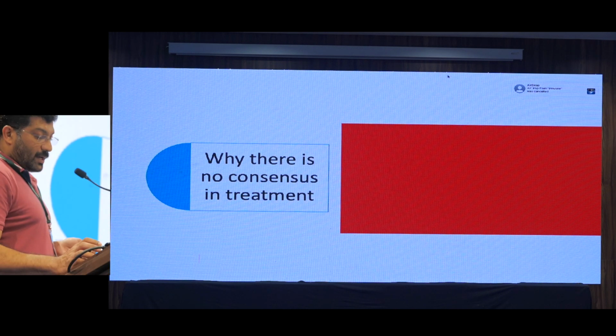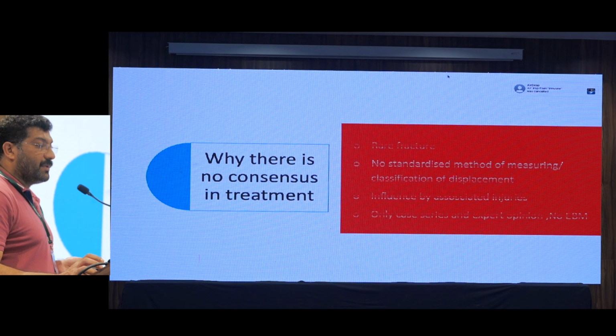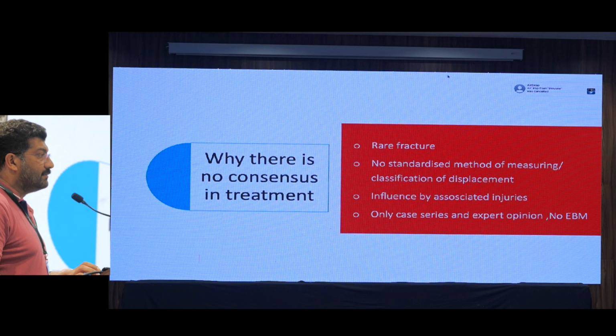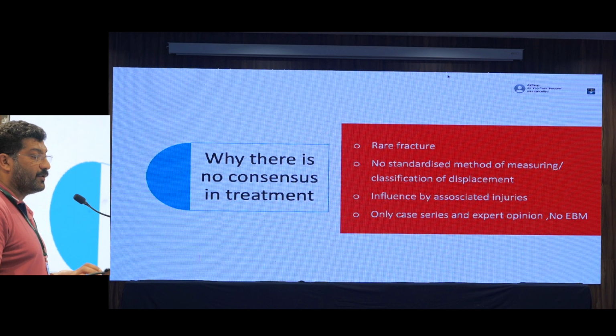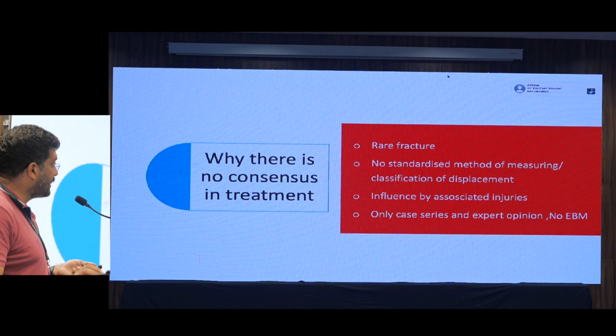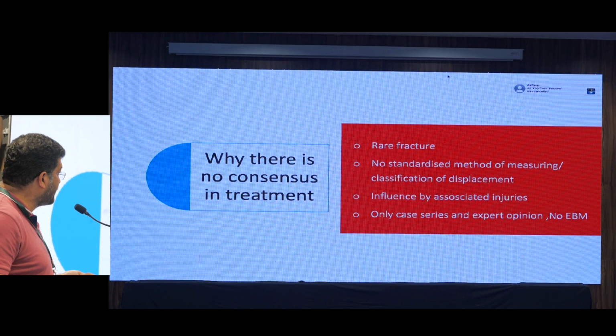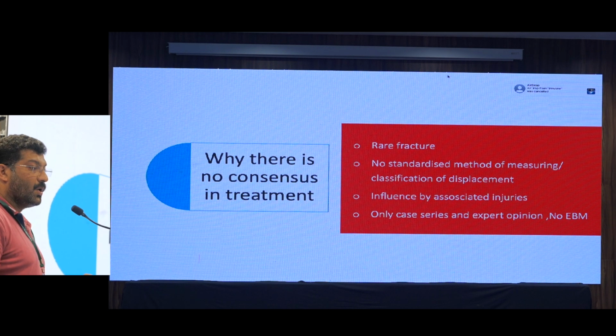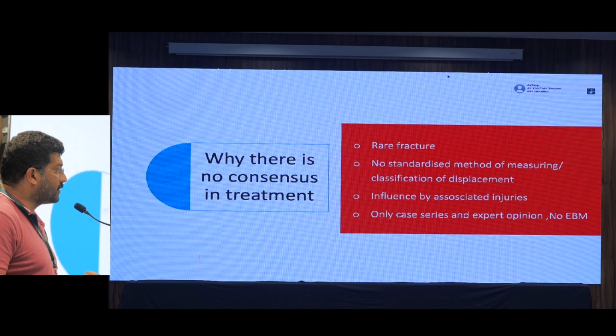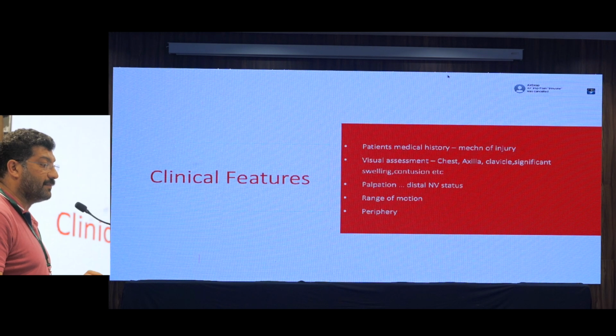Why is there no consensus in this treatment? Because it is a rare fracture, there is no standard method of measuring or classifying displacement, and it is influenced by associated injuries. The other associated injuries which are more fatal take over the scapular fracture. There are only small case series and expert opinion, no evidence-based medicine.